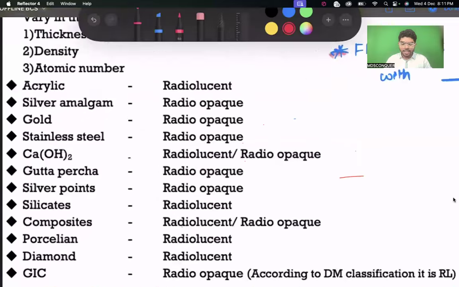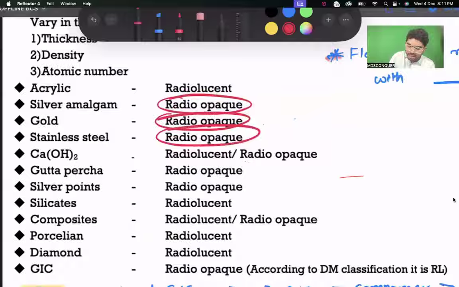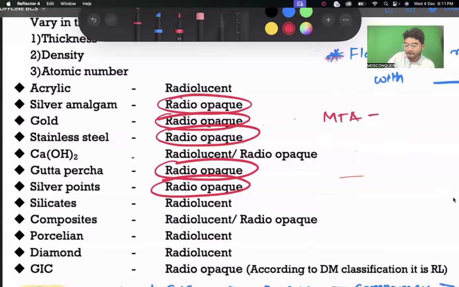Now jumping into the lines given in the textbook, acrylic will appear radiolucent. Silver amalgam, most of you are familiar. You have seen silver amalgam on radiograph. So silver amalgam, gold, stainless steel, gutta-percha, silver points. How does MTA look on a radiograph? Because MTA has radio opacifiers. Gutta-percha has radio opacifiers. The main motto of adding opacifiers is that they have to look radio opaque. These are the main things that I want you to focus on.